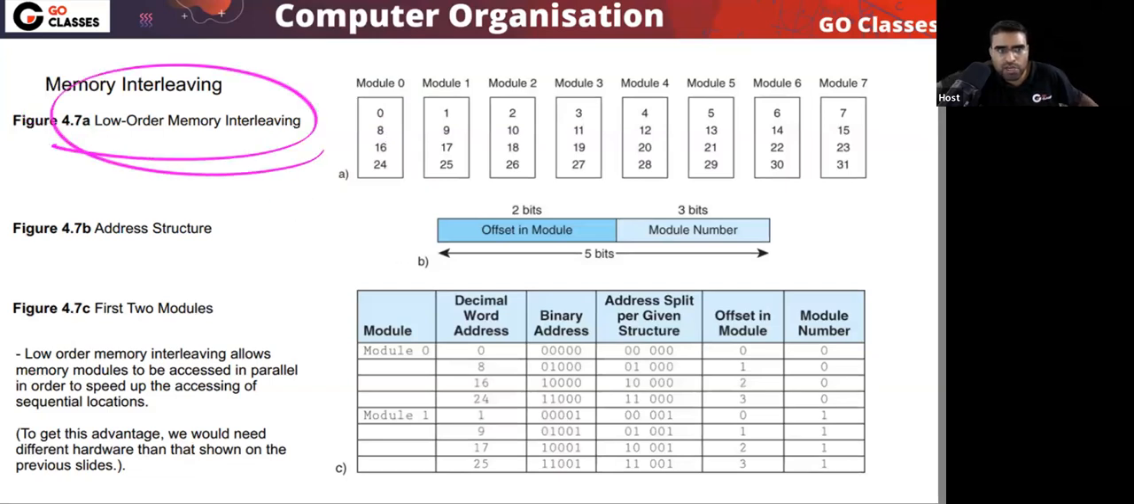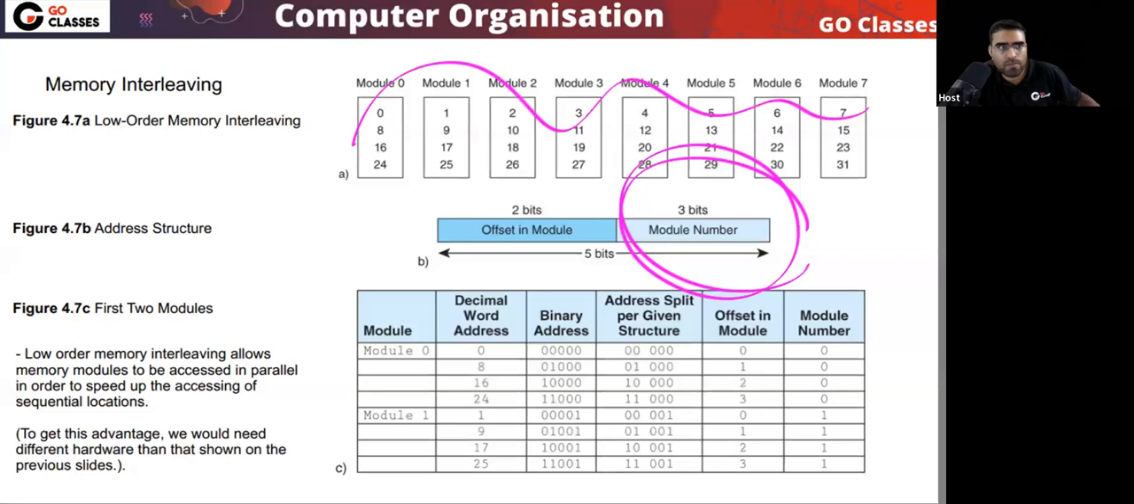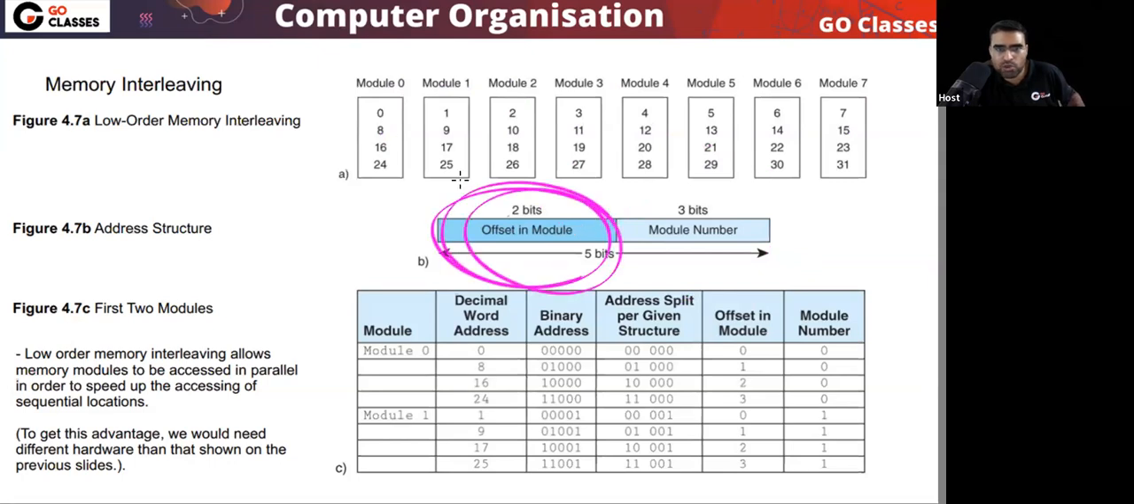In this low order memory interleaving, what we will do? We will use the low order bits of the address. This is your address, a 5-bit address you have. In this address, the low order bits you will use to select a module. So these 3 bits you will use to select a module, and these 2 bits you will use within the module. You can see in a module which location to select. So this is the idea. So this is your memory interleaving.